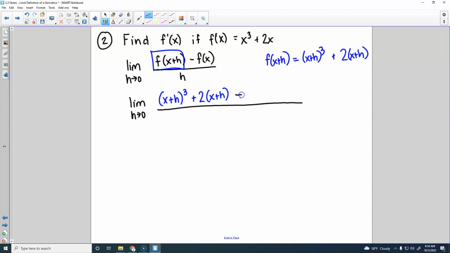Alright, then it tells me I need to subtract f of x. So f of x, that is just your function. Make sure when you put this here, you need parentheses around it because it is a minus sign, which has to be distributed to whatever your f of x is. On the last problem, it didn't matter because it was just the x squared, but here that negative has to be distributed to both of these. And then this will all be over h.